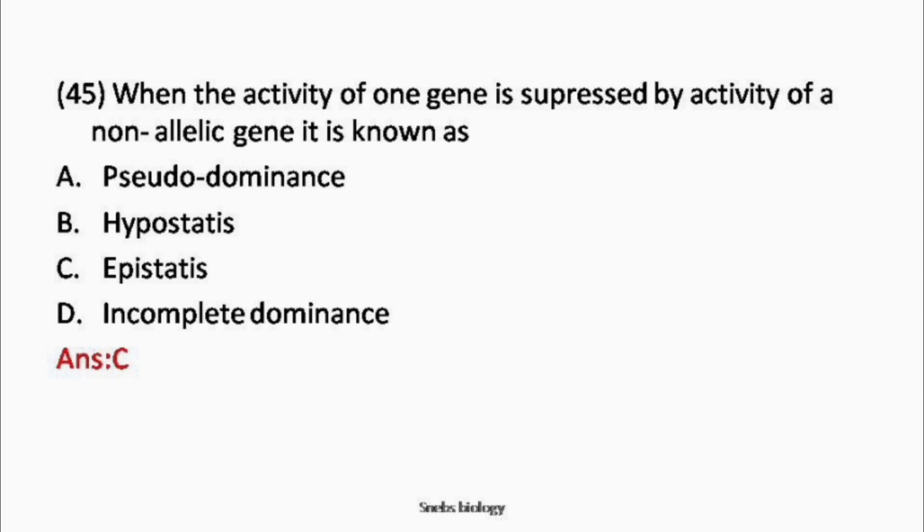Next, when the activity of one gene is suppressed by activity of a non-allelic gene, it is known as option A, pseudodominance, option B, hypostasis, option C, epistasis, option D, incomplete dominance. So the correct answer is epistasis. A gene which masks the action of another gene is termed as epistasis. The gene is called epistatic gene, and the gene whose effect is masked is termed as hypostatic gene. For example, body color of mouse. So the correct answer is epistasis.